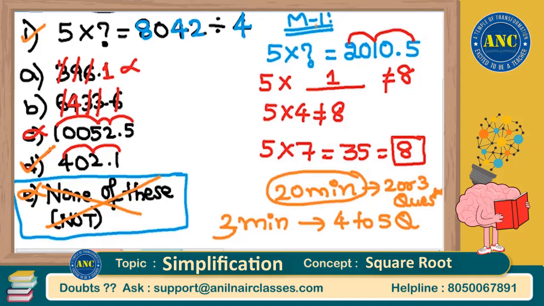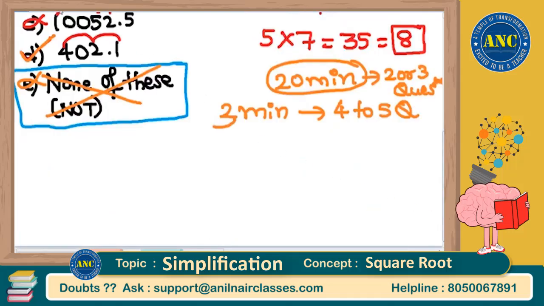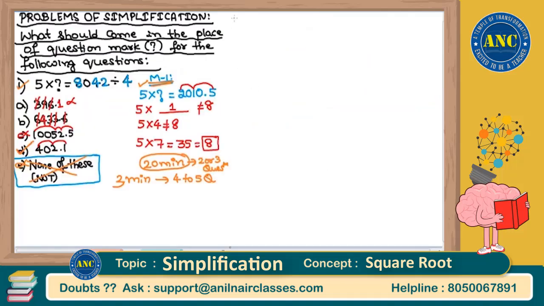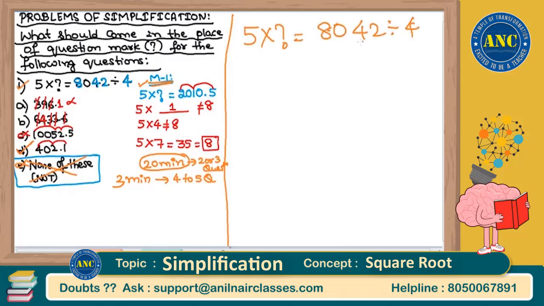I believe that method 1 is very, very clear for you. Suppose the same question, let us solve it in a different method. 5 into question mark is 8042 divided by 4. Now 8042 divided by 4, we found it as 2010.5.